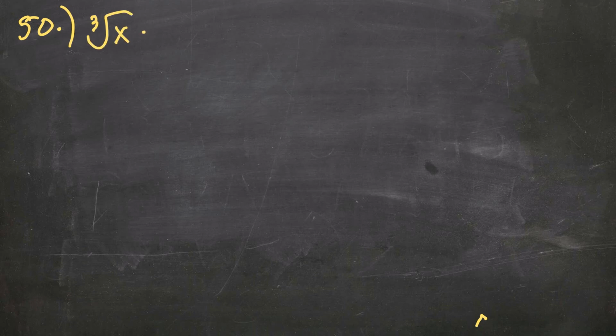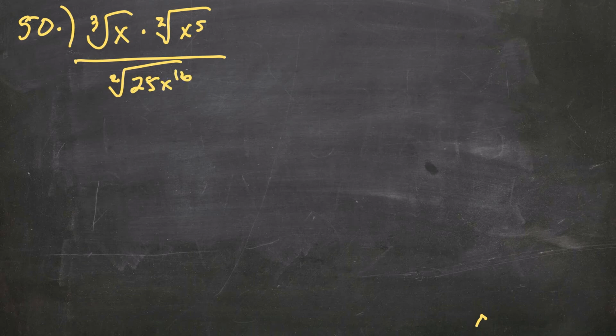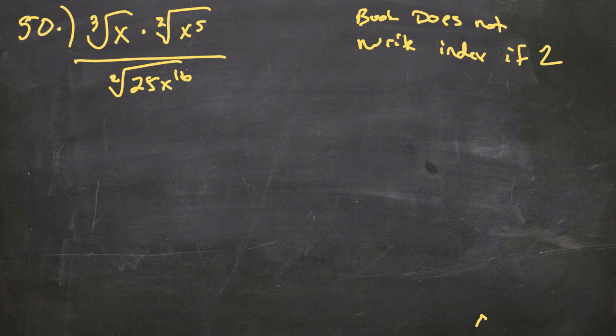I have the cube root of x times the square root. I'm going to put that little 2 there. The book won't write it, but I'll put it there. X to the 5th all over the square root of 25x to the 16th. All right. Book does not write the index if it's a 2. All right, the book doesn't write that. So that and that, the book doesn't write.